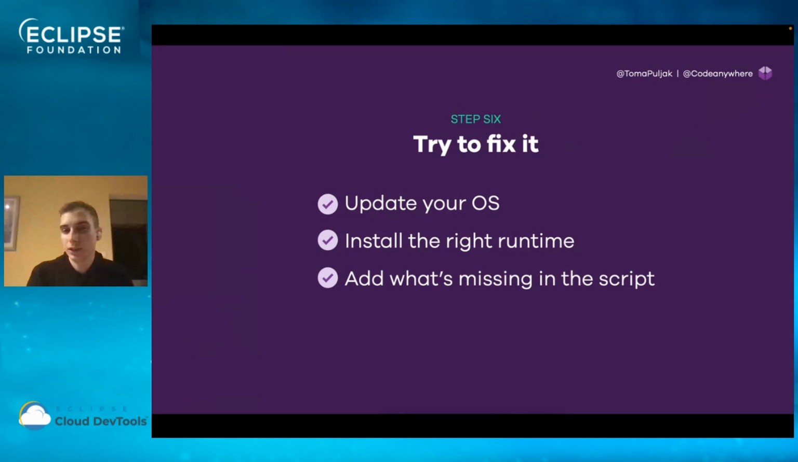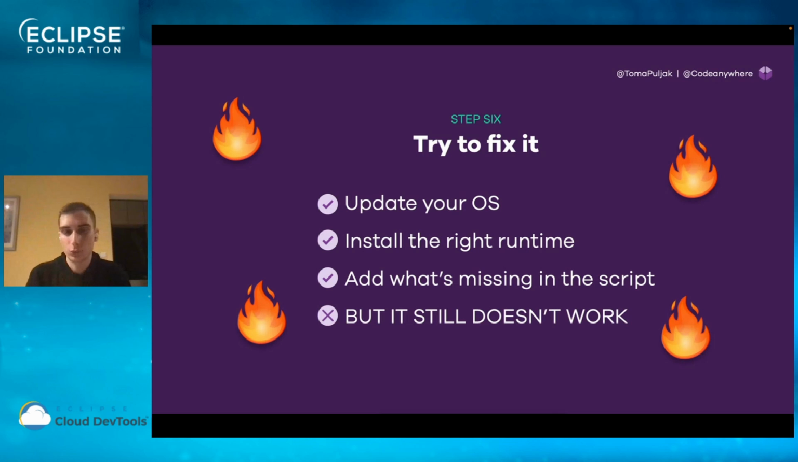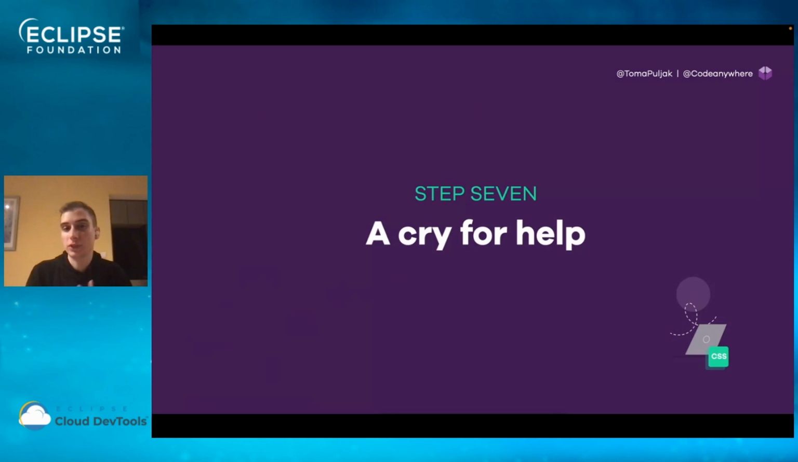And you add what's missing in the script because you know your way around that kind of installation, but it still doesn't work. And you're kind of getting frustrated right now, and you move on to step 7, which is basically a cry for help. You ask a colleague for help, you bother them, you move them away from their work, because of course they set up the project on their machine, they should be able to set it up on yours, on your laptop, your computer, your whatever, basically.